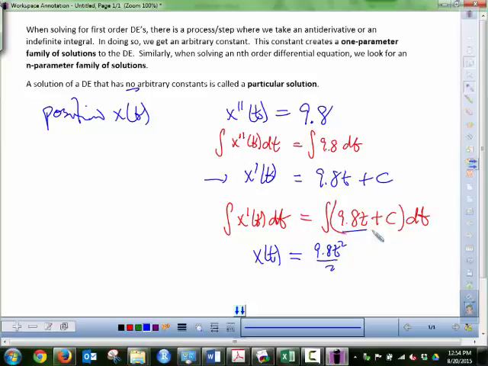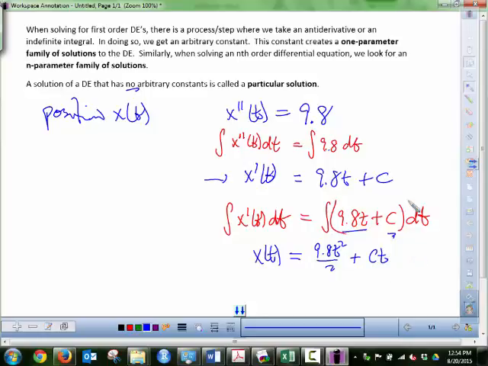You guys didn't want to put 9.8 over 2 in your heads and figure that out? 4.9. That's a pretty popular one. You'll see that a lot in physics and Calc 3. C is a constant. What's the integral of a constant again? ct.